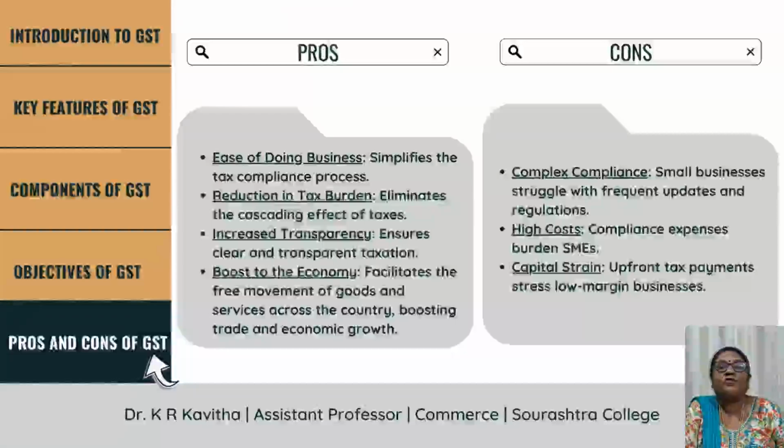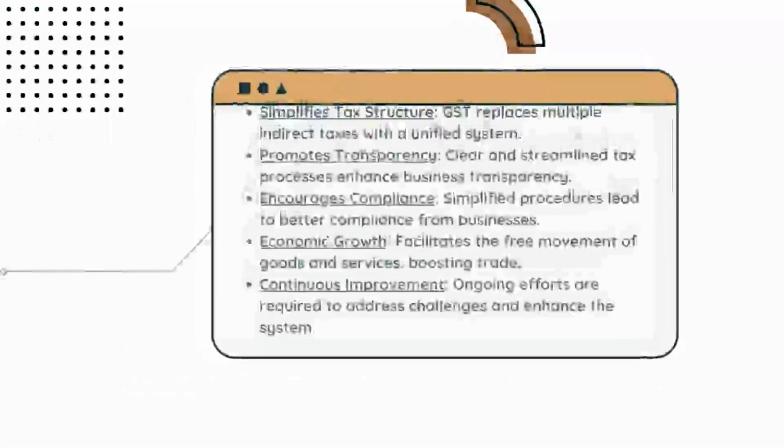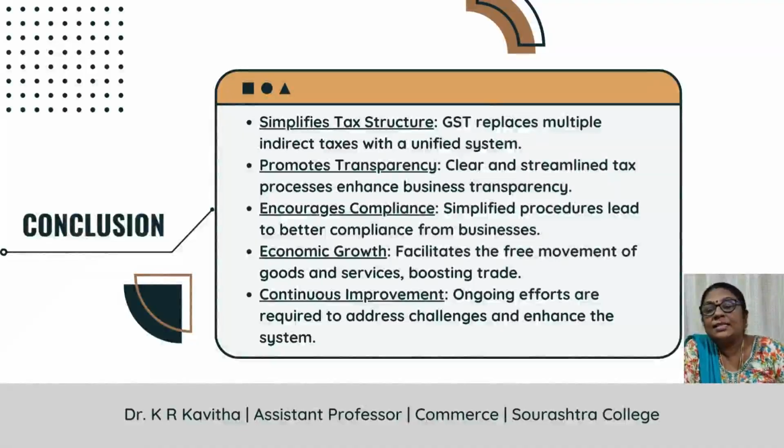with narrow profit margins. Coming to the conclusion, GST simplifies the tax structure by replacing multiple indirect taxes with a unified system. It promotes transparency through clear and streamlined tax processes, encouraging better compliance from businesses. By facilitating the free movement of goods and services across states and territories, GST supports economic growth. Continuous improvements are essential to address challenges and enhance the effectiveness of the GST framework.